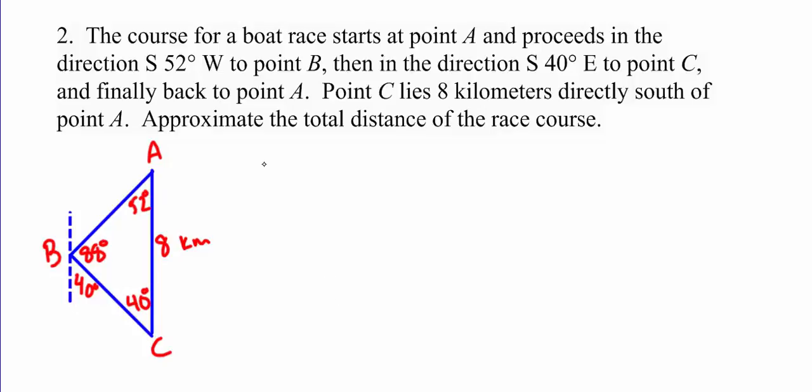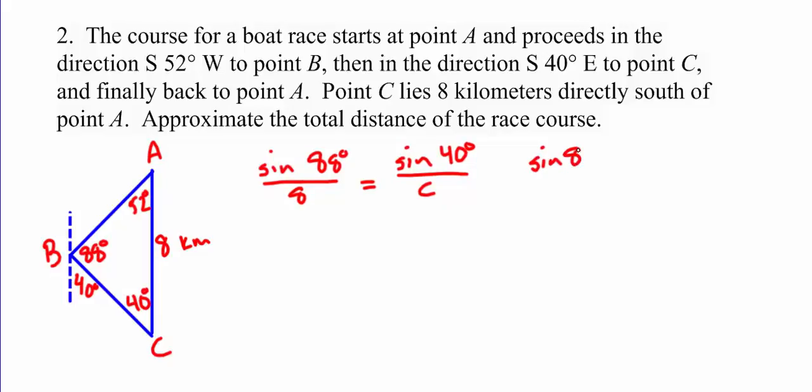Now what I'm going to do is set up law of sines. We have an angle and an opposite side paired. So sine of 88 degrees is to 8. And then you can choose which angle you want to find, or which side length you want to find, I should say, as the sine of 40 degrees is to C. And I'll go ahead and set up the other as well. And this will be the sine of 52 degrees over side length A.